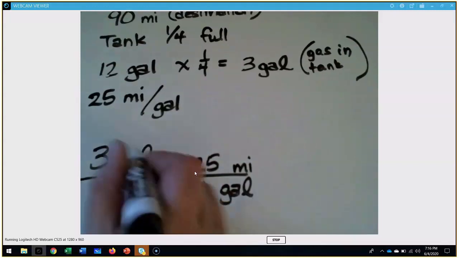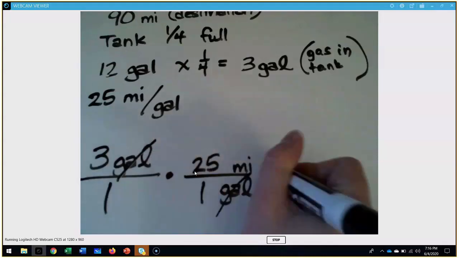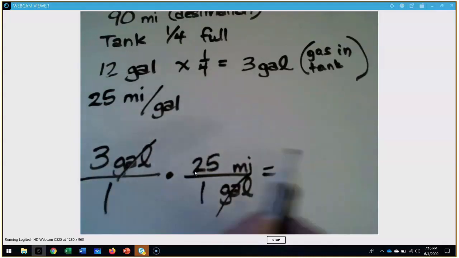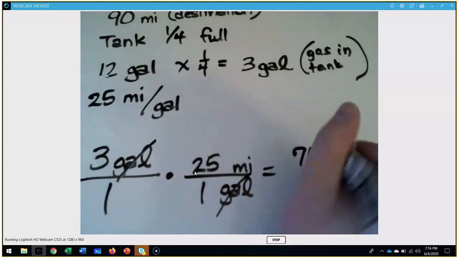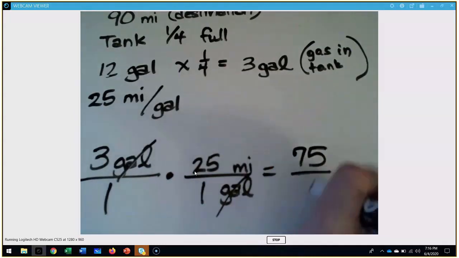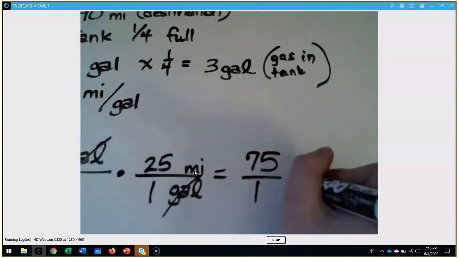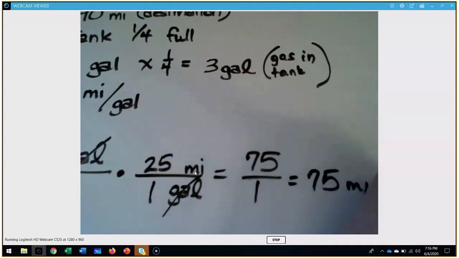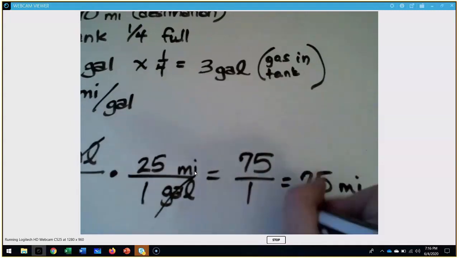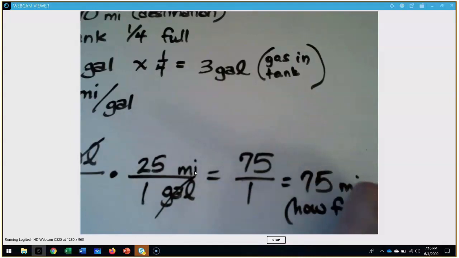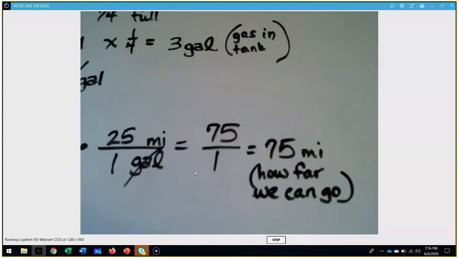I'm going to take it straight across. When I do that, my gallons will cancel. 3 times 25 is 75. 1 times 1 is just 1. So, I'll write it out, but the point is, we can go 75 miles. If we can only go 75 miles, but we have to go 90 to reach our destination, then obviously we have to stop for gas. How'd that go? Is that making sense?